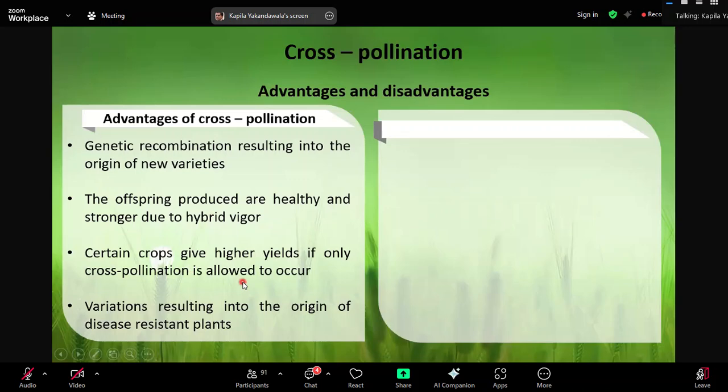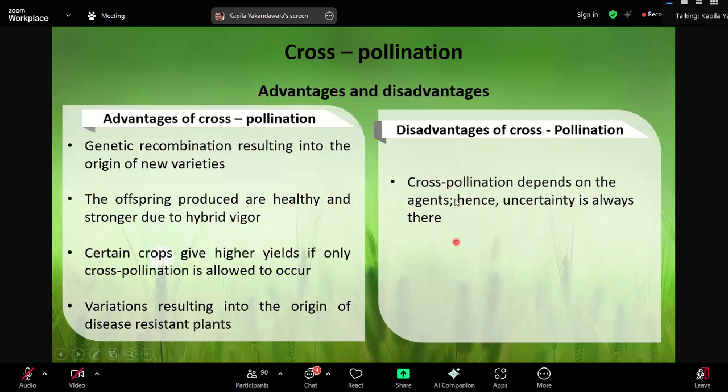As an example, with soursop, not amarella, soursop is anoda. When soursop is pollinated, you get a full fruit. It is true with strawberry as well. So yield can be increased. Variation resulting in the origin of disease-resistant plants, like drought-resistant, disease-resistant plants, can be produced with cross-pollination.